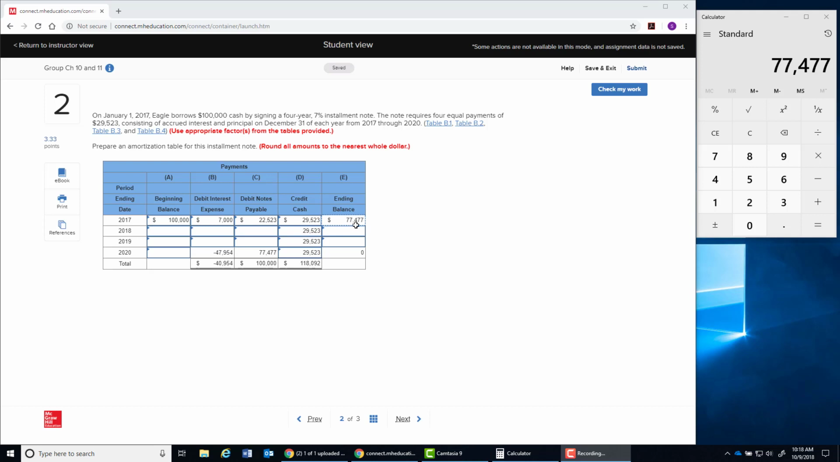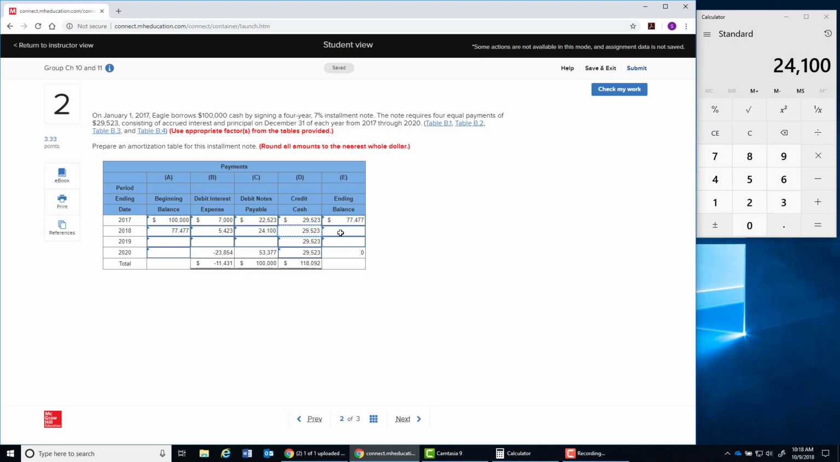So if $77,477 is our ending balance, what's our beginning balance? Well, it's the same thing, right? We go from one ending to the beginning of the next, 77,477, and now we have to calculate our interest again. Again, it's 7%, so 7% of what? Of 77,477 times 0.07, and we get an interest now of 5,423. We're going to round it. It tells us there, the letters in red, to round to the nearest whole. So 5,423. Well, I have to take 5,423 away from the 29,523 payment. 5,423 says that we must be paying down principal of 24,100.